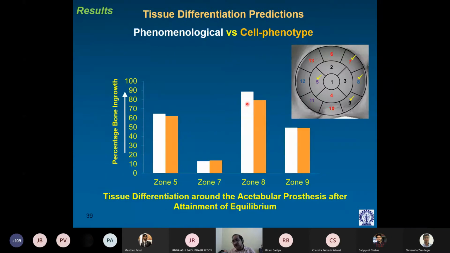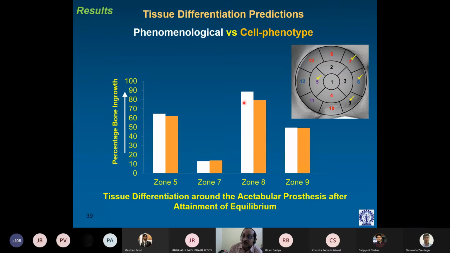Now, the important revelation here is that we also compared the two models, the phenomenological diffusion-based model versus the cell phenotype model. On one slide I have summarized the outcome. As usual, we pick up 5, 7, 8, and 9. You can see the white one is the phenomenological model, and the orange one is the cell phenotype model. The percentage of bone ingrowth in 5, 7, 8, and 9.